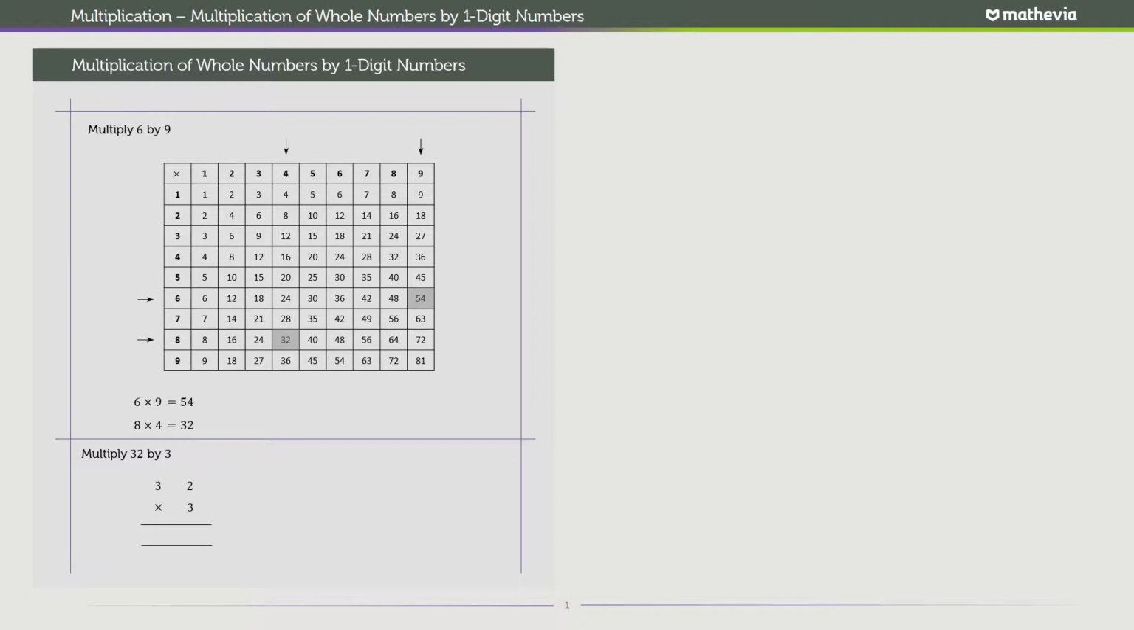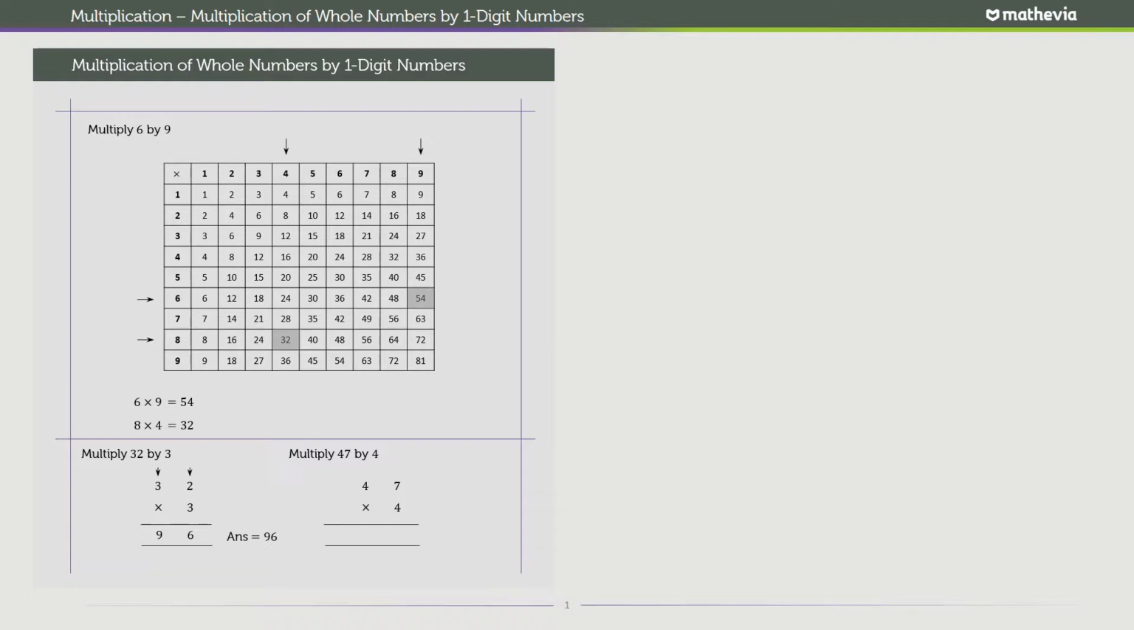What you do is you multiply the numbers digit by digit. We're going to split 32 into its two digits, 3 and 2, and multiply each digit by 3. We start with 2: 2 times 3 gives us 6. We do the same for the second digit: 3 times 3 gives us 9. So 32 times 3 equals 96.